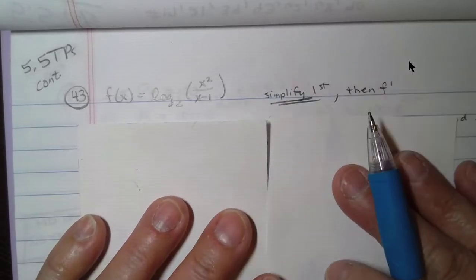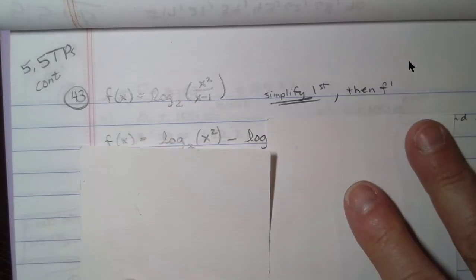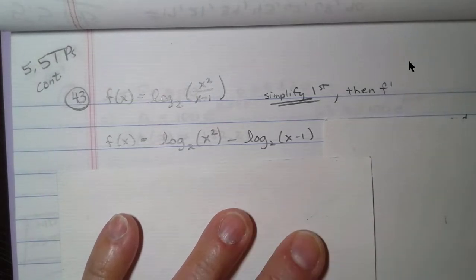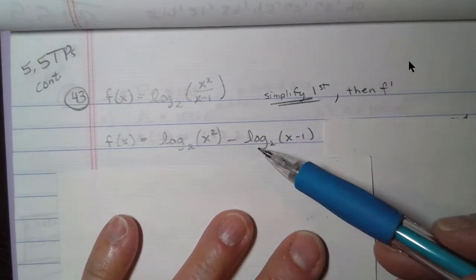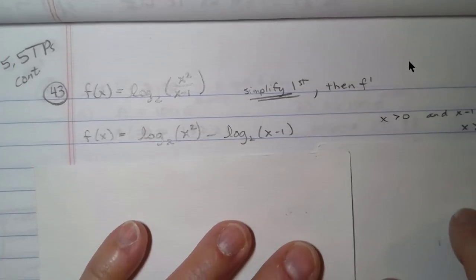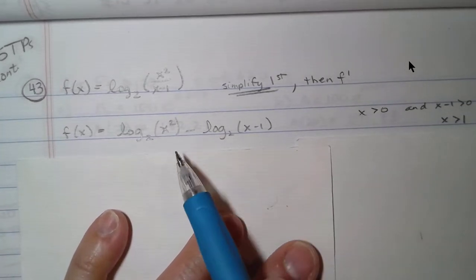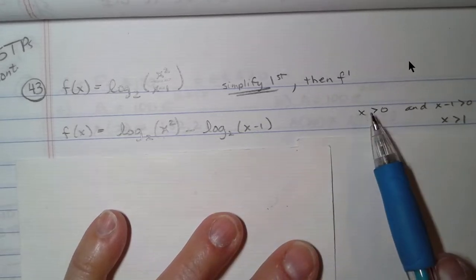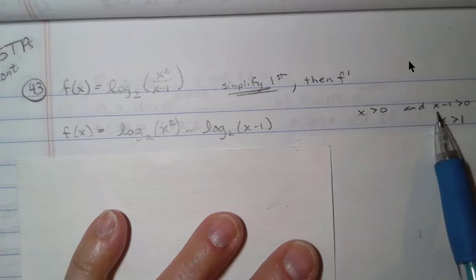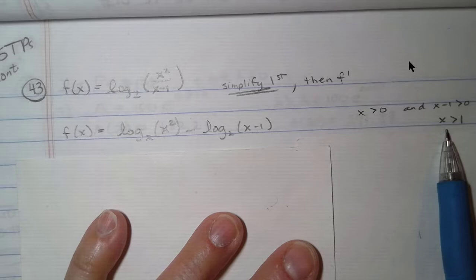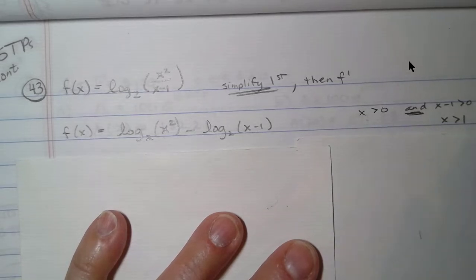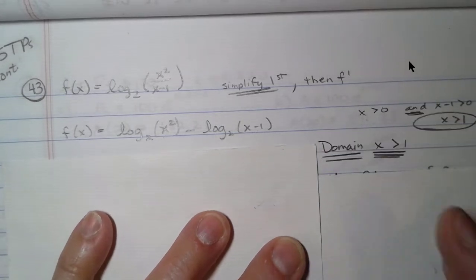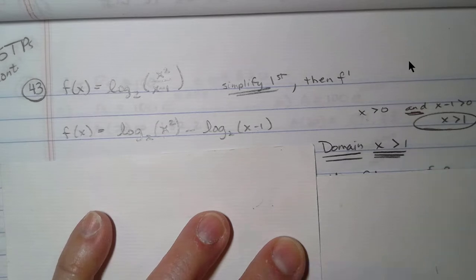43, now this one is interesting. We want to simplify it first before finding f prime. First simplification is looking at our log of a over b, which gives us log a minus log b. Also, something important to pay attention to is this must be positive and this must be positive. So x squared must be positive, meaning x must be positive, and x minus 1 must be positive. So x has to be greater than 1 because I need to look at the overlap of these two solutions. So my domain is this is true for all x's greater than 1.